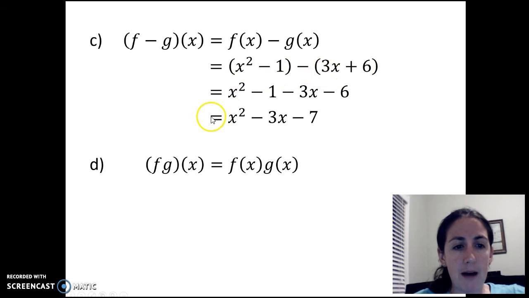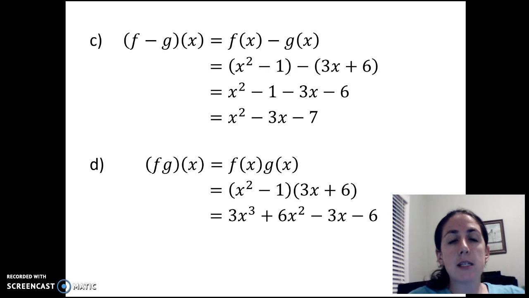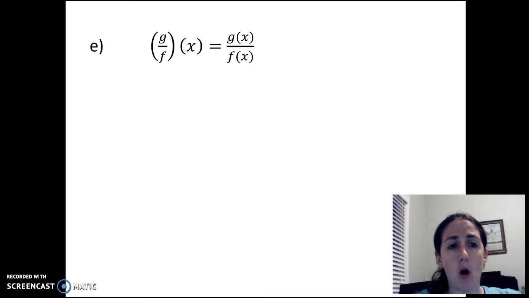We can multiply them. F times g at x means I'll take my entire f function and multiply by my entire g function. Again, keeping our parentheses around our functions. We'll have to distribute. Everybody in the first group gets multiplied to everybody in the second group. So the x squared times 3x, the x squared times 6, the negative 1 times 3x, and the negative 1 times 6. Combine all of our like terms, which we notice we don't have any, so we would just leave our answer like that. It is not necessary for you to factor out the 3, but you're welcome to do so if you choose. We can divide them, g over f of x.